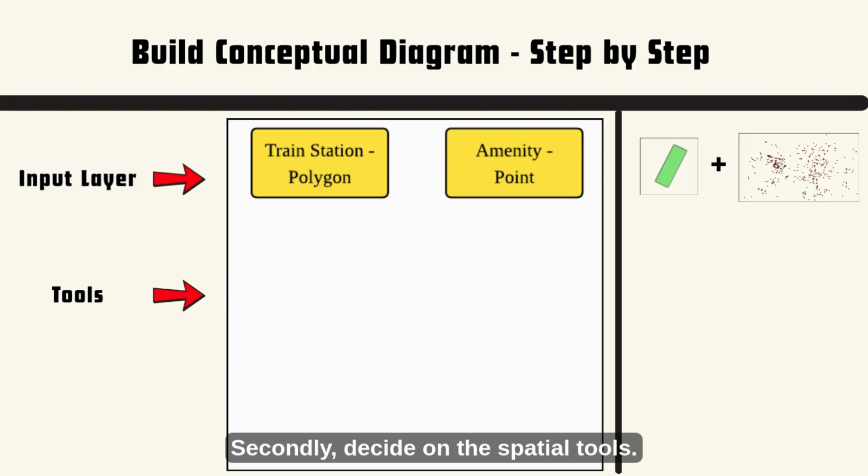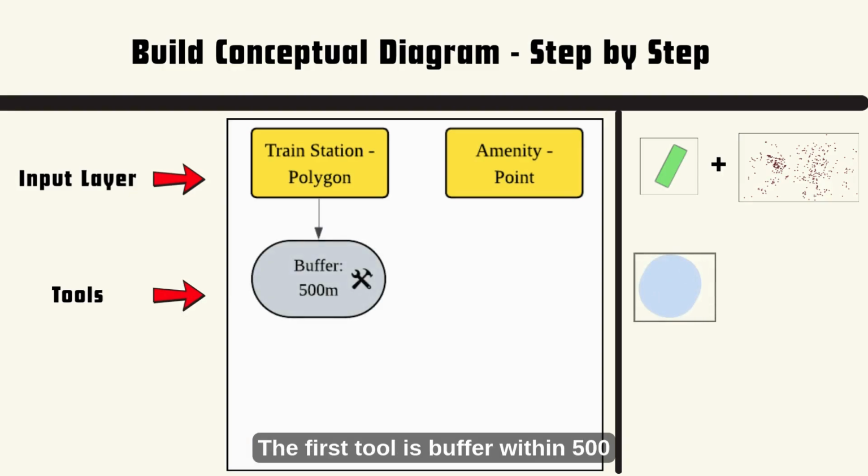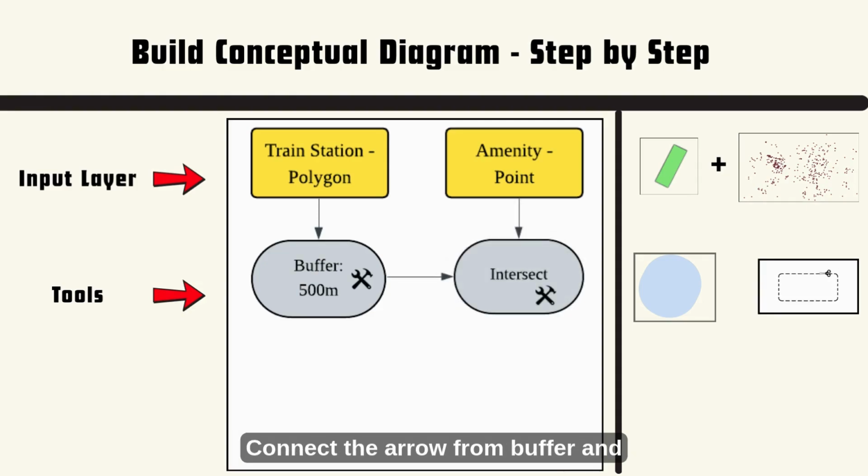Secondly, decide on the spatial tools. The first tool is buffer within 500 meters of the train station. Connect the arrow from train station to buffer tool. Second tool is intersect. Connect the arrow from buffer and amenity point with the intersect tool.